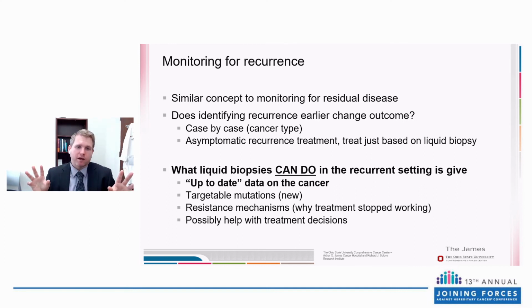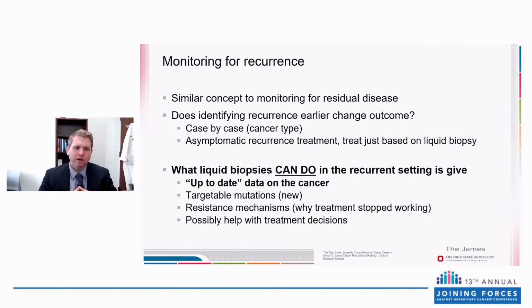Now, liquid biopsies can potentially be utilized as an opportunity to identify recurrences. And if we identify recurrences earlier, can we change the outcome? Certainly, if we find it earlier, before somebody develops a symptom, then maybe we could prevent a symptom from developing, which is great. This is probably very case by case and also very cancer type dependent. So it's hard to make blanket statements that earlier detection equals better or different treatments.